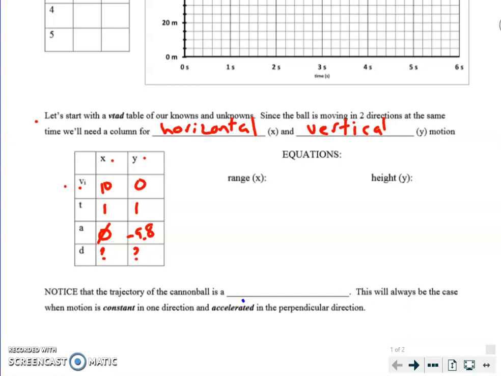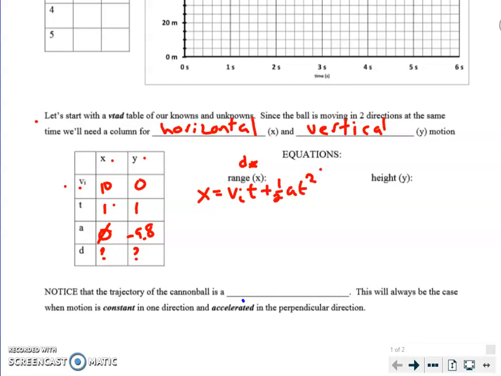So I'm looking for range. I call that x, or you could call it d sub x, the distance in the x direction. So what do I know? I know the acceleration is 0. I know the time is 1. I know the initial velocity is 10. I've got my 3 pieces of information. So the equation that makes most sense for x is equal to my initial speed times time plus 1/2 AT squared. We see that equation again.